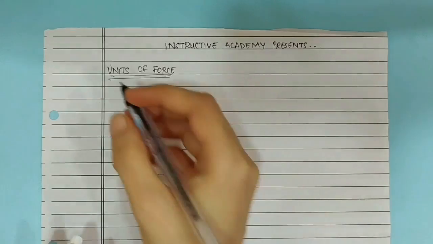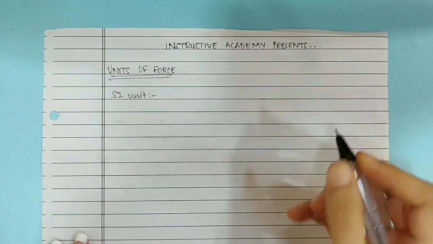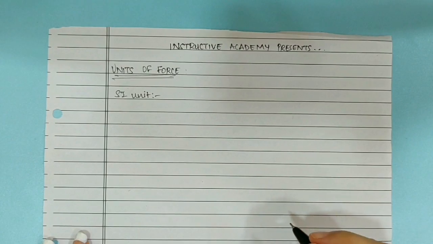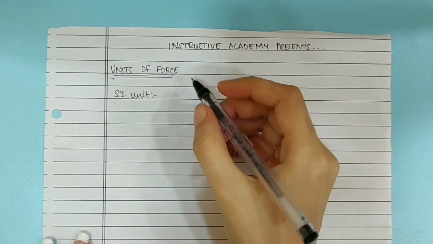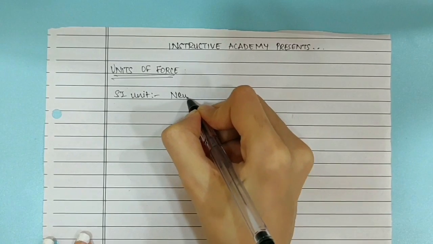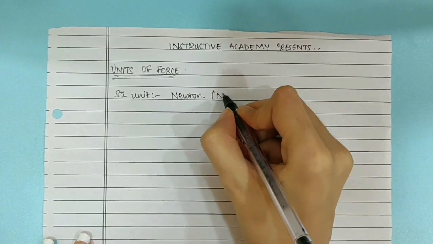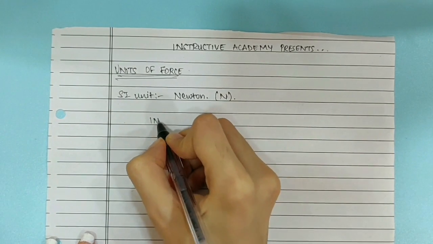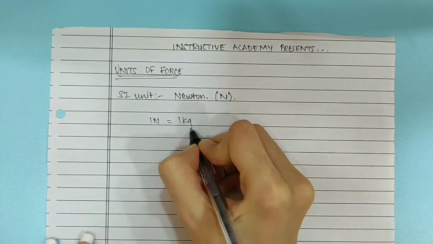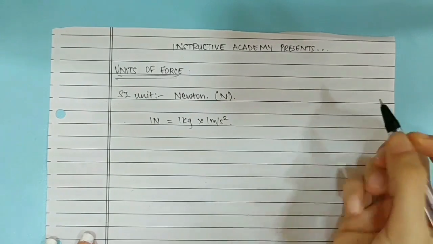Starting with the first system of units that we're going to study, the SI unit. SI stands for the International System of Units. So the SI unit of force is Newton, which is represented by the letter N. So 1 Newton is equal to 1 kg into 1 meter per second square.